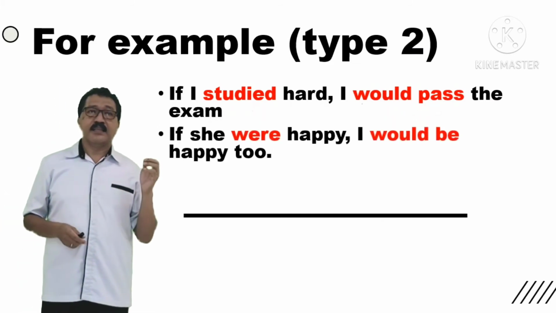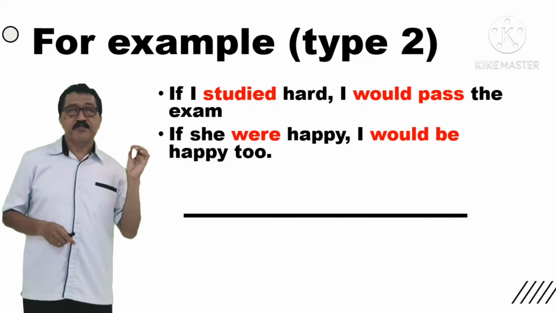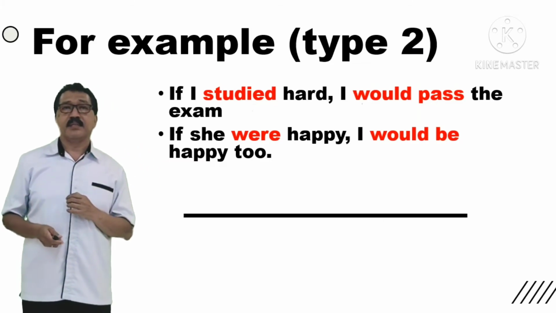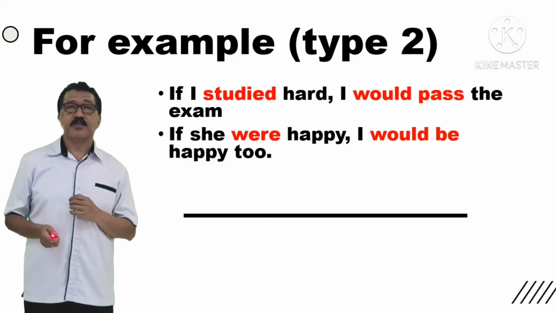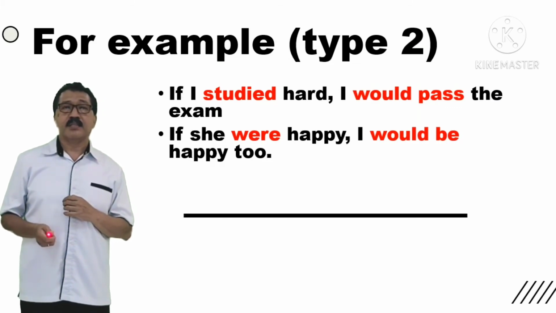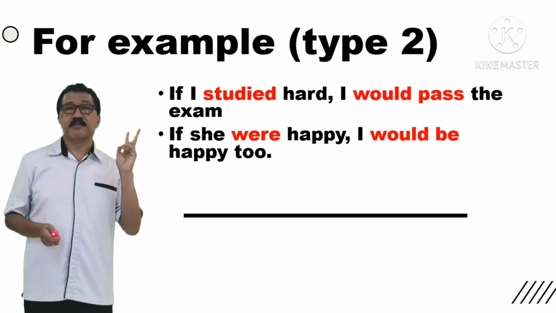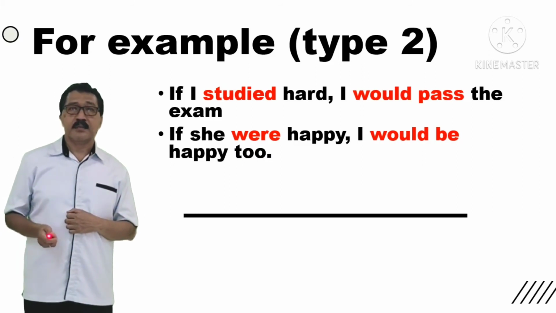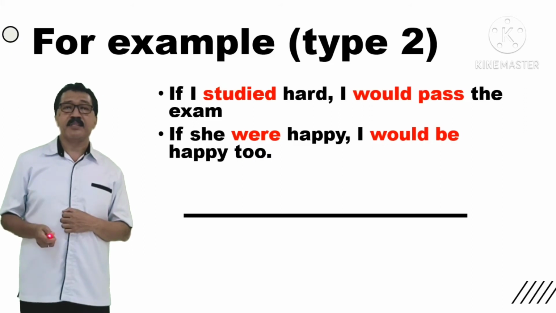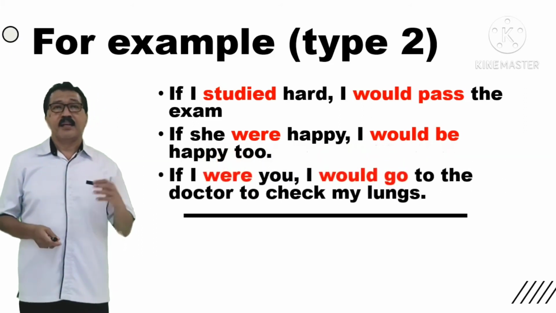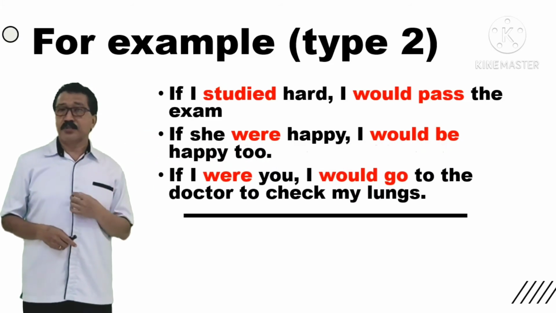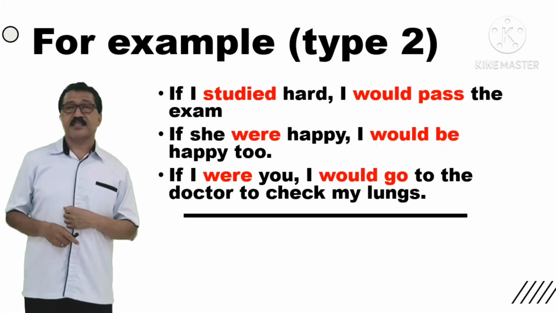And next, if she were happy, I would be happy too. Look at this one. We use were. It is to be verb 2, and would plus be. Why do we use be here? Because happy is an adjective. So you would be. I would be happy too. And if I were you, I would go to the doctor to check my lungs.